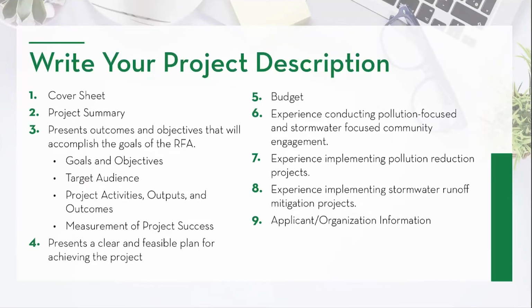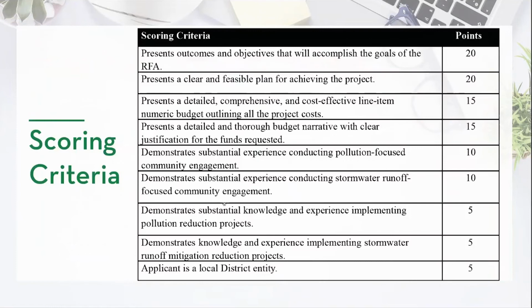As an example, using the scoring criteria we just looked at, the order of your project description may look like this. Now, cover sheet, project summary, etc., are not in the scoring criteria, but clearly a cover sheet is what comes before. So some of the items you use your judgment as far as where to place, but use the order of the scoring criteria to place those that do apply. So cover sheet would go first, then project summary, then presents outcomes and objectives that will accomplish the goals of the RFA, as that is the first criterion on the scoring criteria.